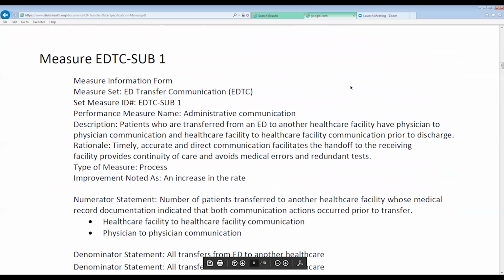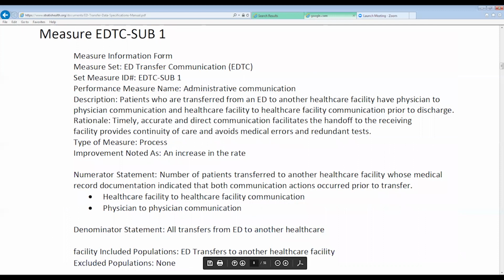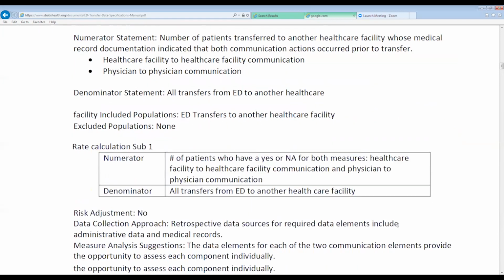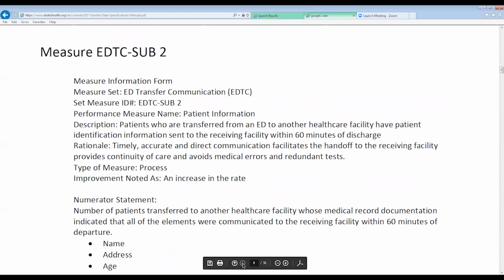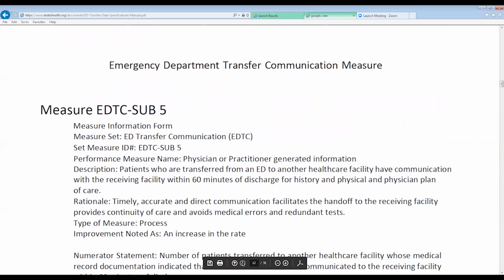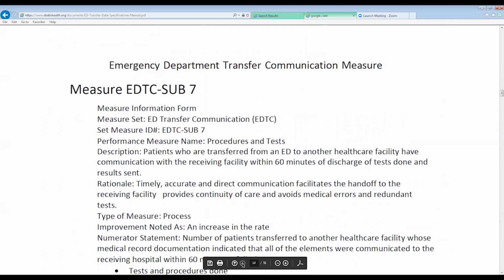I'm not going to talk about these submeasures. Again, these are where the data elements belong to specific submeasures. Like this first one is about the administrative communication. So that's where the two communications measures fall into. I think as far as abstraction goes, you can read these on your own. I don't think there's any questions around that.